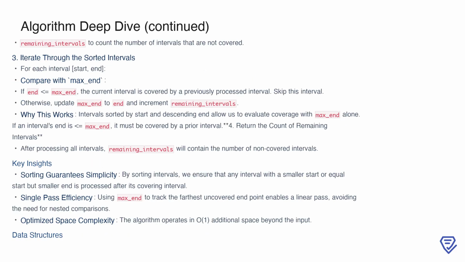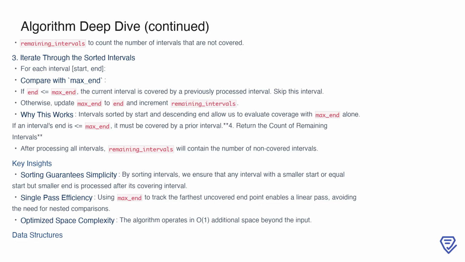Once the intervals are sorted, we initialize two variables to help with the computation. The first variable, max_end, will keep track of the farthest endpoint encountered so far as we process the intervals. The second variable, remaining_intervals, will count the number of intervals that are not covered. Now, we iterate over the sorted intervals one by one. For each interval, we compare its endpoint with max_end. If the current interval's endpoint is less than or equal to max_end, it means this interval is covered by a previously processed interval, so we skip it. Otherwise, we update max_end to the current interval's endpoint and increment the count of remaining intervals.